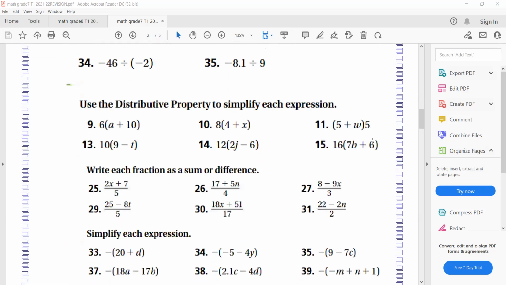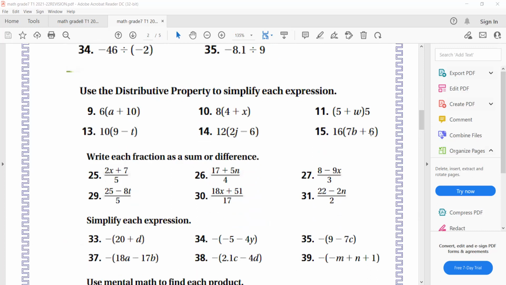Okay, distributive. How can you distribute, my dear? 6 will multiply to A and 6 will multiply to 10, yeah? Then it will be 6A plus 60. I can't add 6A plus 60, my dear. This is the final answer. This is the end.